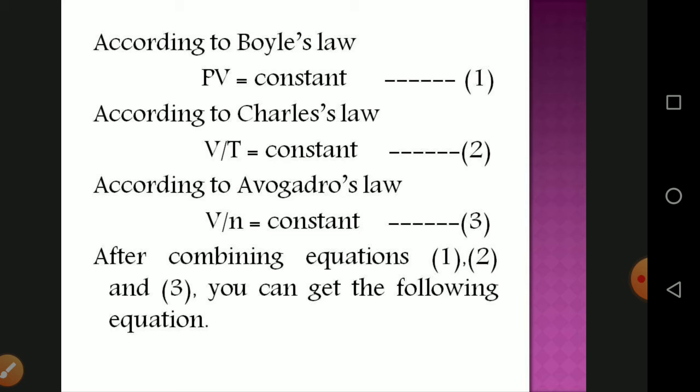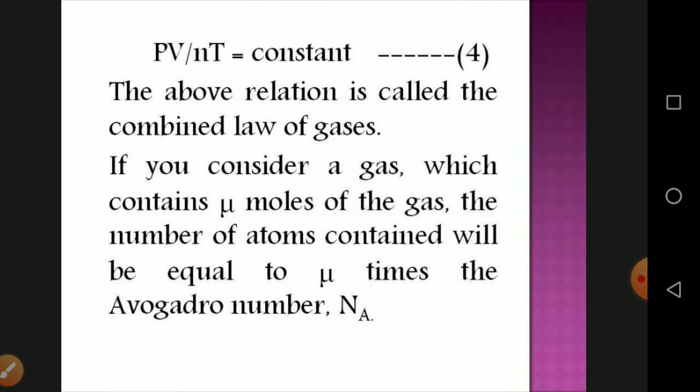The third one is Avogadro's law. Avogadro's law means V by N is equal to constant. That means the volume divided by the number of atoms or molecules is equal to constant. After combining the three equations, we get the following equation: PV divided by NT is equal to constant. V is common, so PV divided by NT is equal to constant. The above relation is called the combined law of gases.